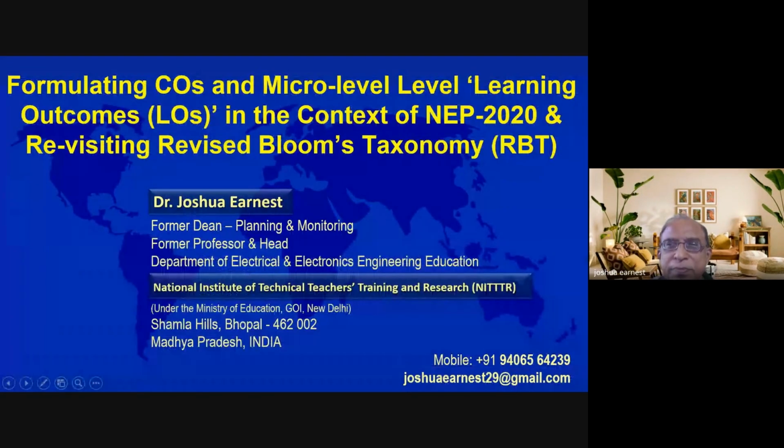The second presentation is on formulating COs and micro level learning outcomes in the context of NEP 2020, and revisiting revised Bloom's taxonomy. I do not know whether we will get time for the revision. We'll continue tomorrow if we don't get time. But let's see how we go.